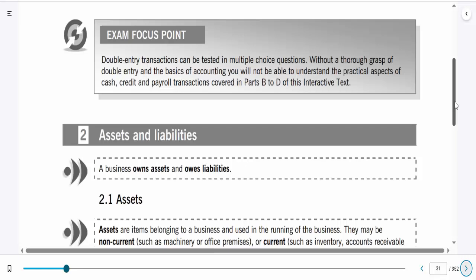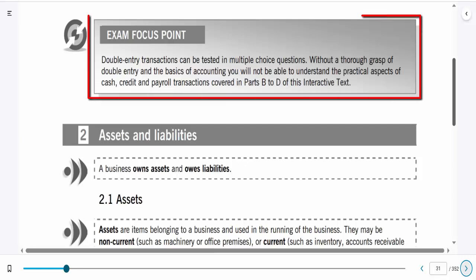Exam tip: why you need to master double entry. In your exams, questions about double entry bookkeeping are very common and are often asked in multiple choice format. Having a good grasp of this topic will make answering these questions easier and will help you feel more prepared. Plus, understanding double entry and the basics of accounting will help you later on when you learn about more practical accounting tasks like handling cash, credit, and payroll transactions in other parts of the course.